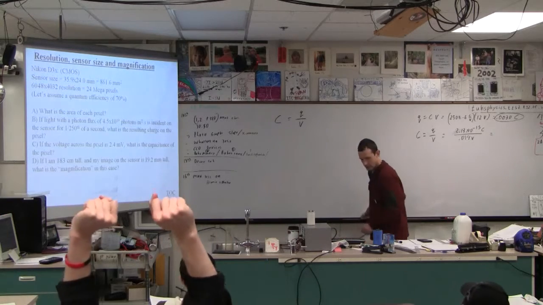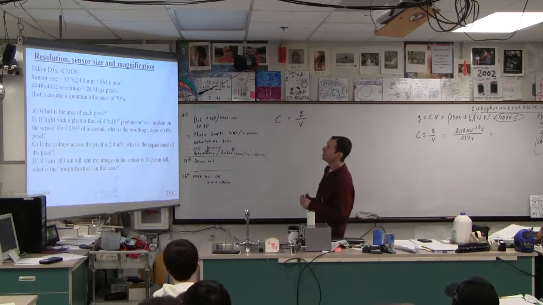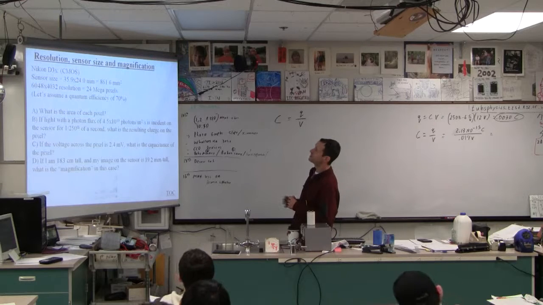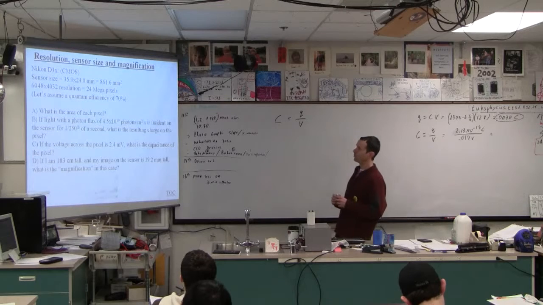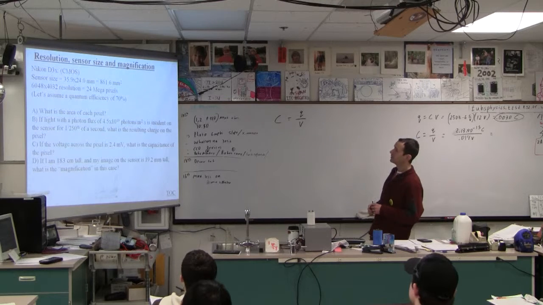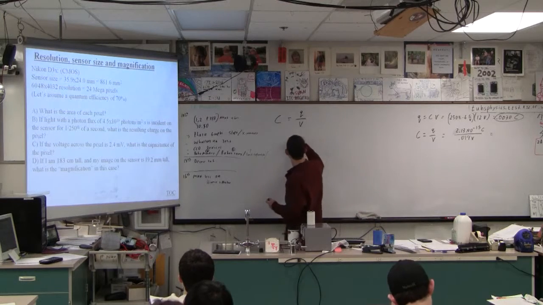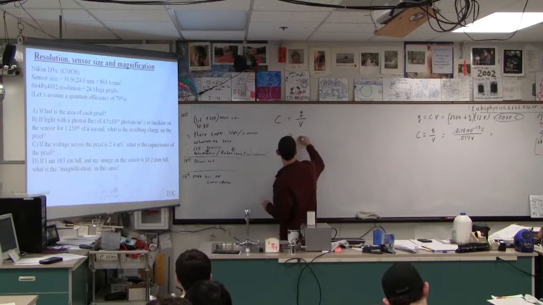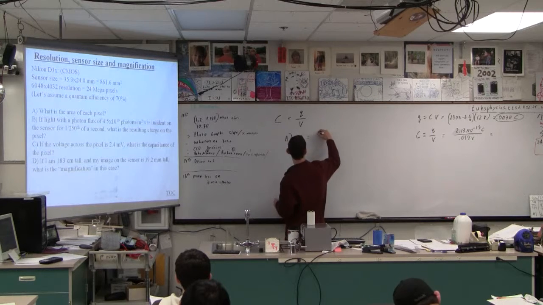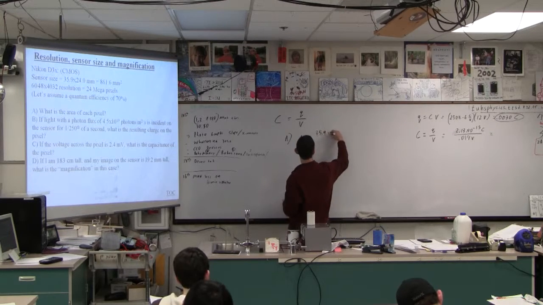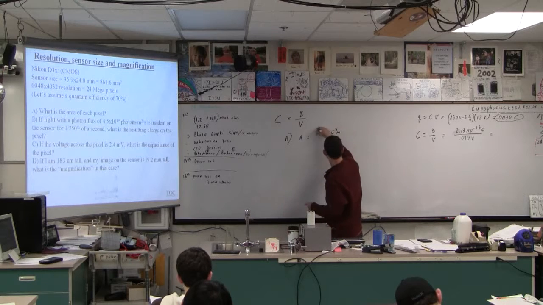Okay, so the Nikon D3X CMOS sensor has a sensor size that's 35.9 by 24.0 mm. I just got this off their website. The first question asks, what's the area of each pixel? Let's be careful. The area is going to be the area of the sensor divided by the number of pixels. So that's going to be 35.9 times 10 to the minus third meters.